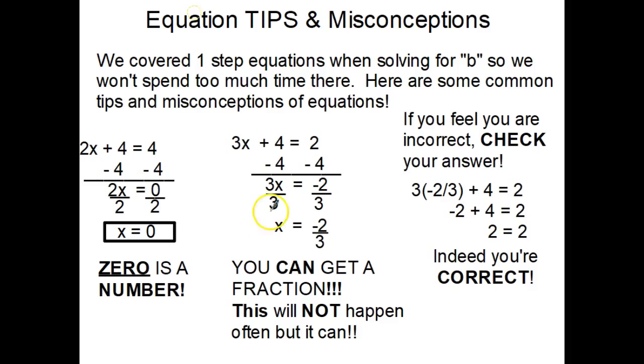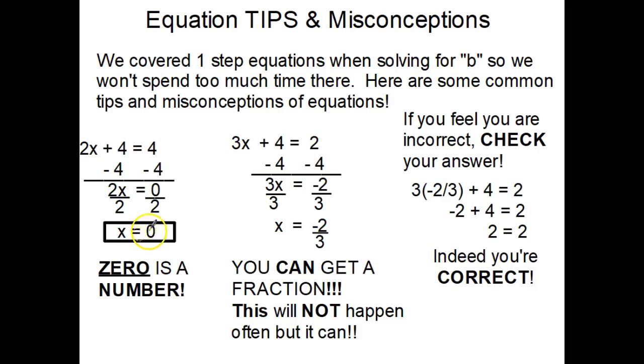So the first misconception is that 0 is not a number. When you solve an equation and you get your answer to be 0, that is your answer. For instance, with this two-step equation, we would subtract 4 from both sides. Then that cancels out, and we end up getting 2x is equal to 0. And then we divide both by 2. 0 divided by 2 is 0.